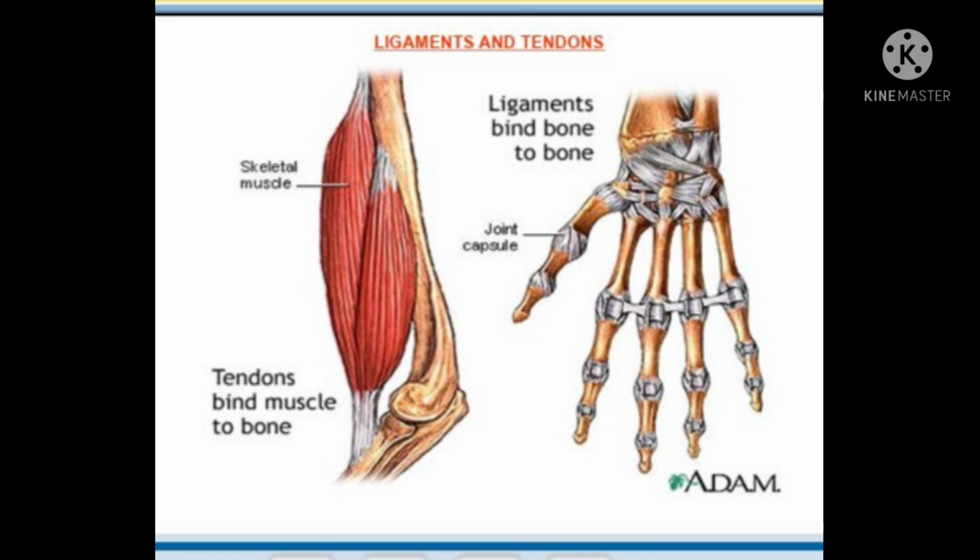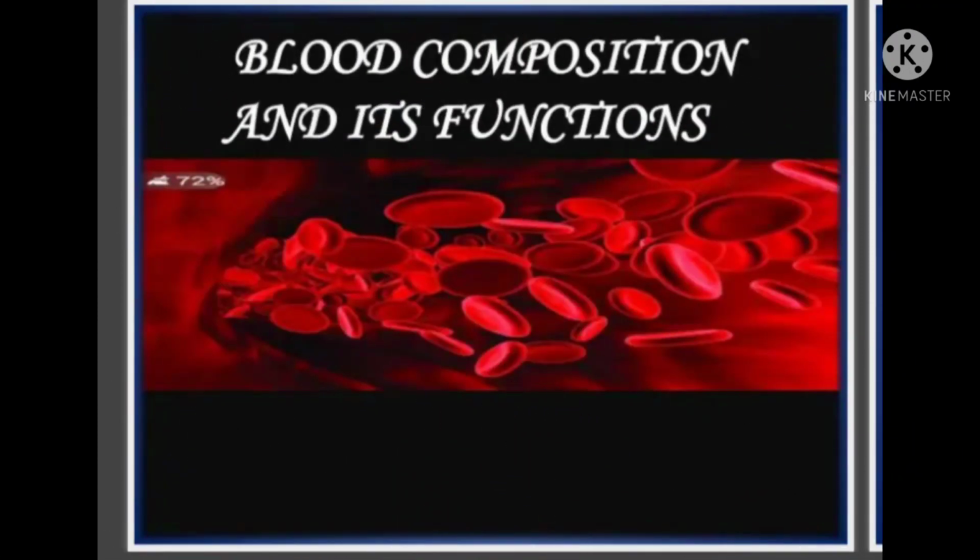Tendon is a type of connective tissue which is also made up of fibers. The tendon joins the muscles to the bone. It is also made up of collagen. Blood is a type of connective tissue. It differs from other types of connective tissues.